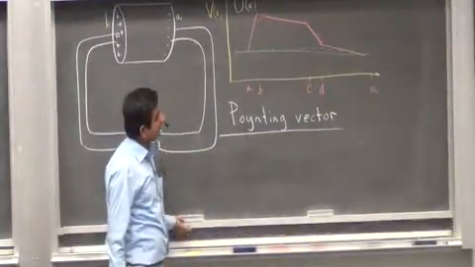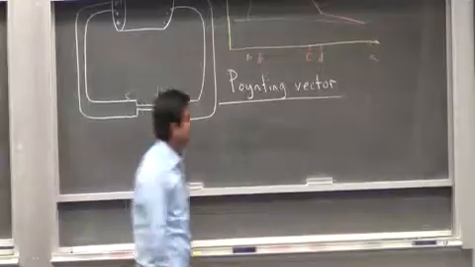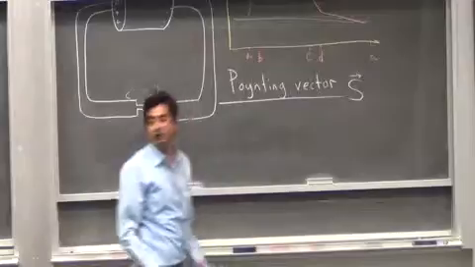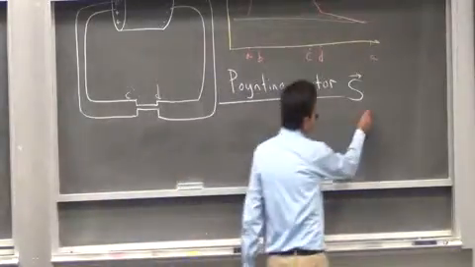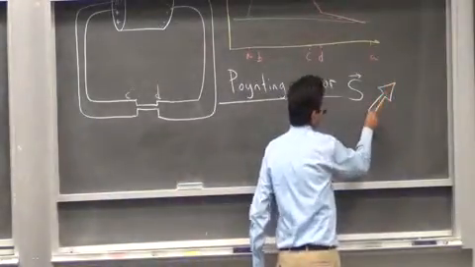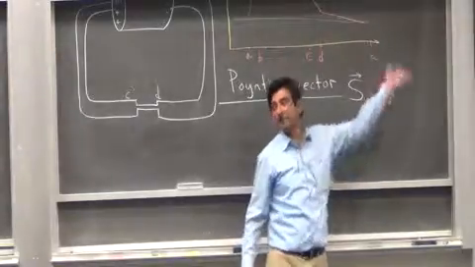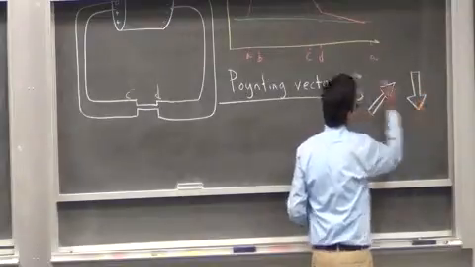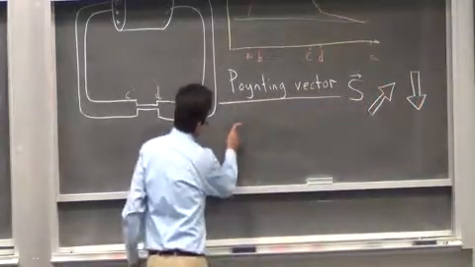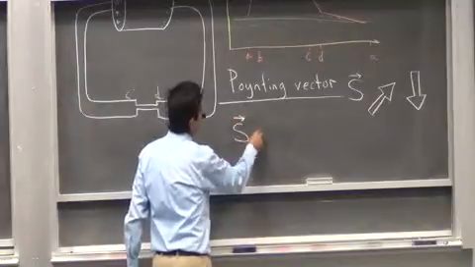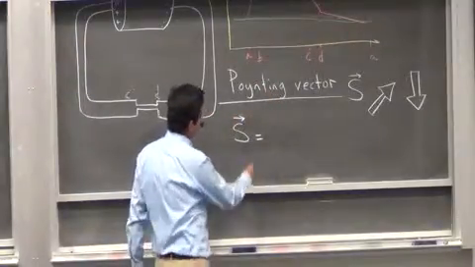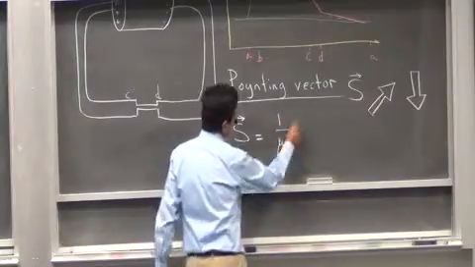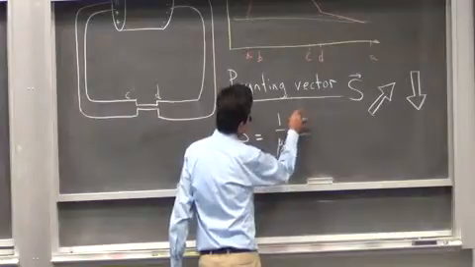What the Poynting vector tells us, it's a vector denoted by S. It tells us the direction of energy flow. So if this vector S is pointing in this direction, this is the direction which energy is flowing. If this vector points in this general direction, this is the direction in which the energy is flowing. And this vector S, which is in honor of Poynting, is equal to 1 over mu naught times the cross product of the electric and the magnetic fields.